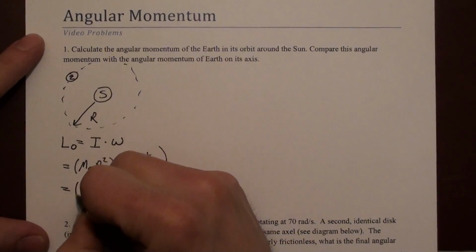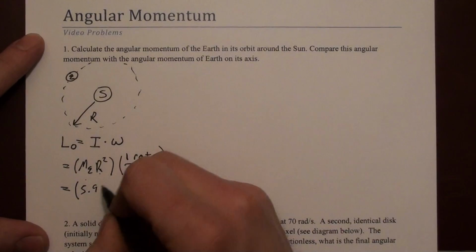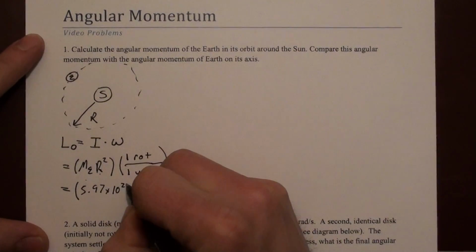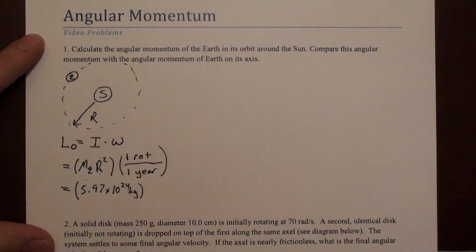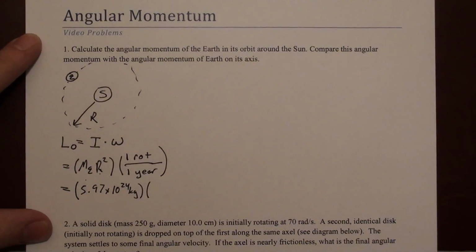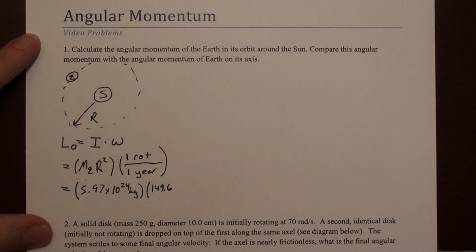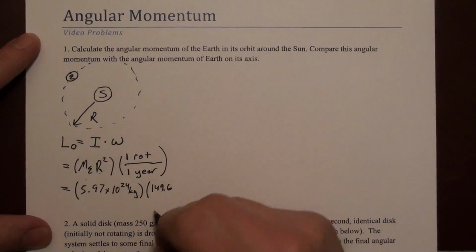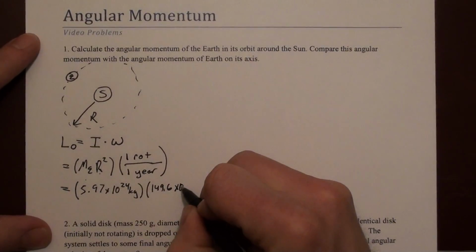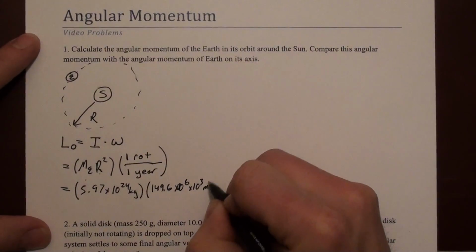If you Google this, you can find that the mass of the Earth is 5.97 times 10 to the 24 kilograms, and the average radius of Earth's orbit, because again it's an ellipse, not really a circle, is 149.6 million kilometers. I want to do this in SI units, so I'm going to convert the million, that's a 10 to the 6, and kilometers as a 10 to the 3. That puts us in meters.